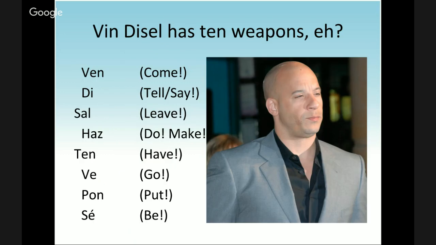A nice way to remember your 8 irregulars is to think about Vin Diesel. Vin Diesel has 10 weapons, are your 8 irregular affirmative commands. The commands for come, tell, leave, do, have, go, put. Vin Diesel has 10 weapons.